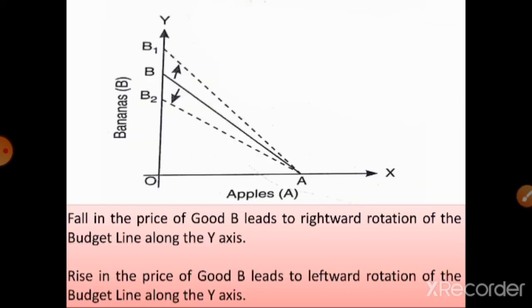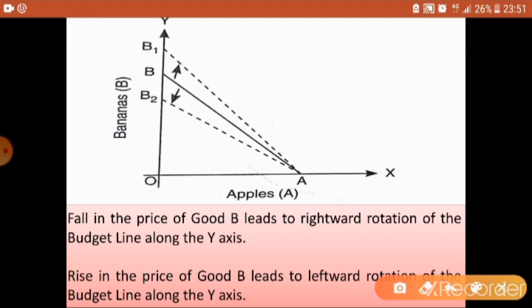Now we can see what is happening on the Y axis. The same thing: the fall in the price of good B. Good B is mentioned here as a banana. So when the price of a banana falls, automatically what will happen? The budget line will rotate towards the right side on the Y axis. In the same way, if the price of good B, that is banana, increases, the consumption will be reduced. So the budget line will rotate leftward on the Y axis.